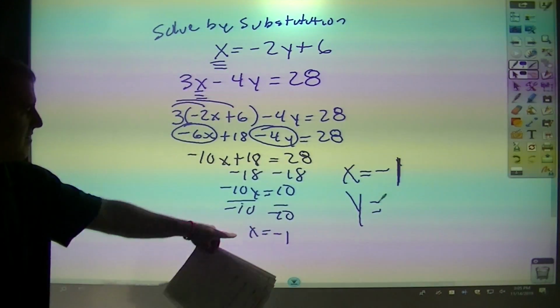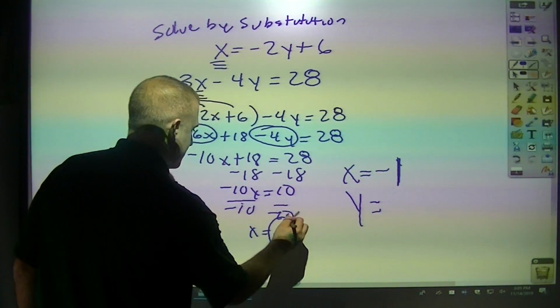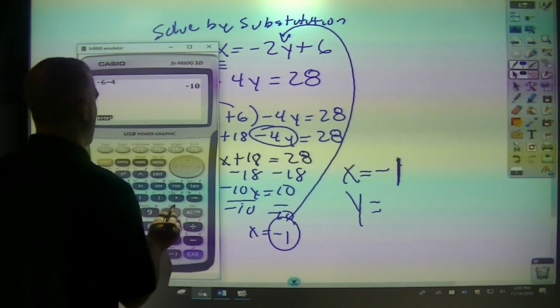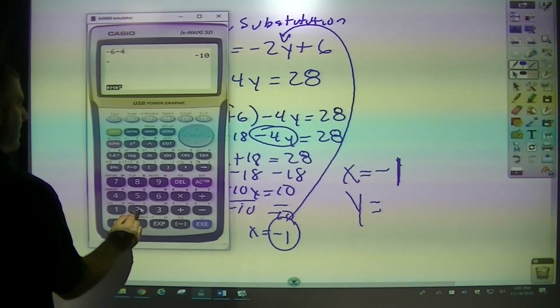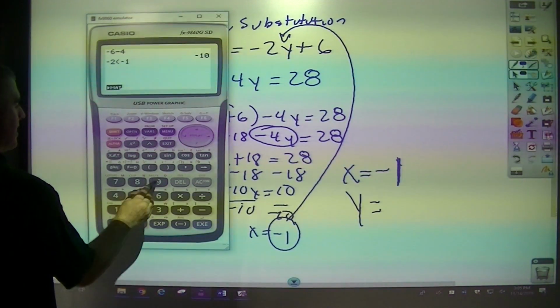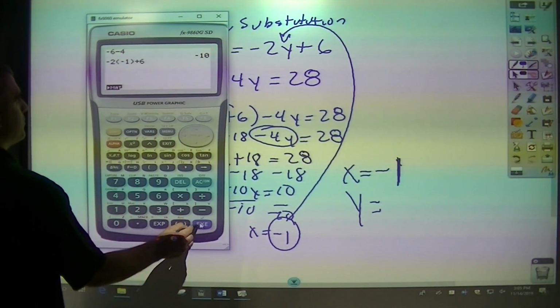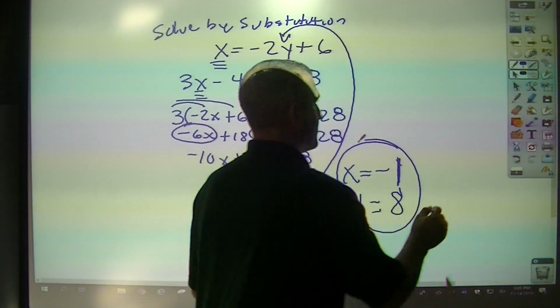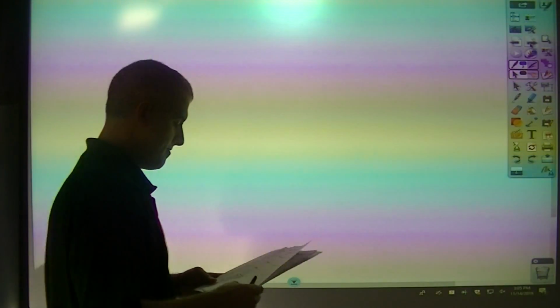Now, we know that we have to have a solution for x and for y. So I already know that one. Now what I'm going to do is take this number and put it back in here for y. So I have negative 2, parentheses, negative 1, plus 6. So I just substitute that back in and I get 8. So that would be my other answer. Okay?